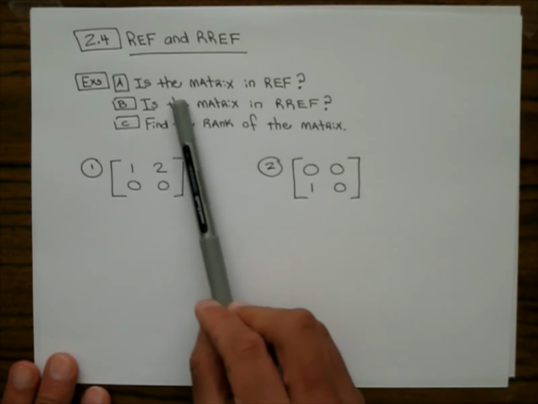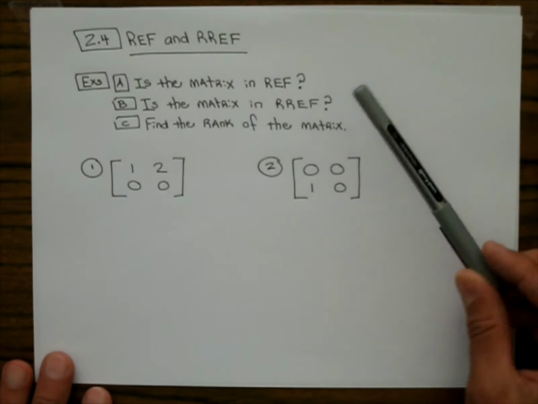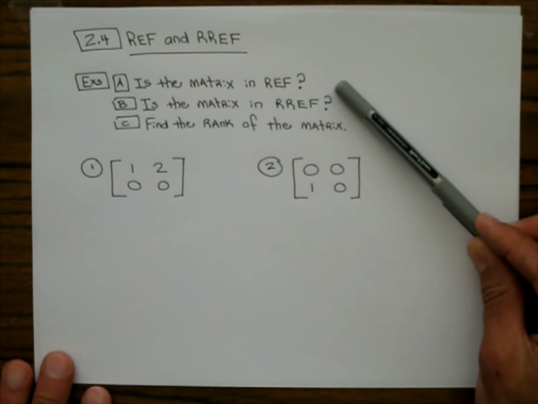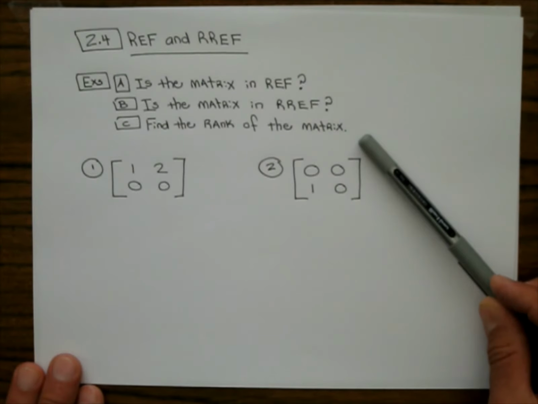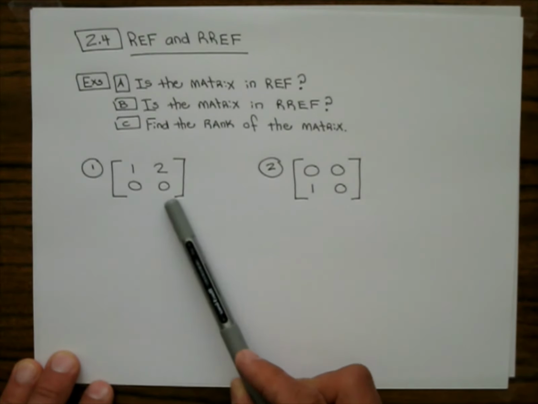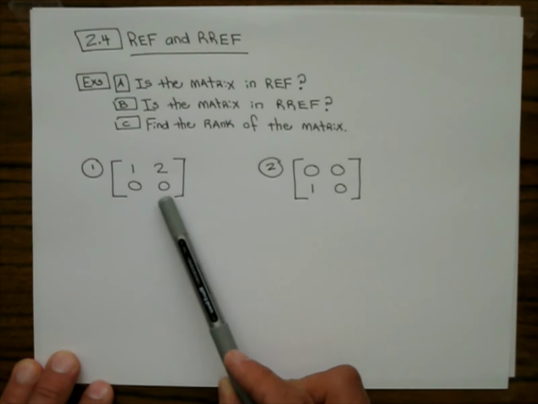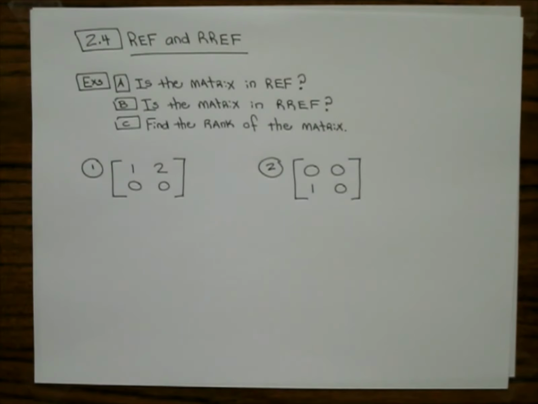Our questions here, and this is what you get in your homework, and this is what you would get on the test as well, is the matrix in REF, is the matrix in RREF, and then find the rank of the matrix. Condition number 1 says, if there are any rows consisting entirely of zeros, they are grouped together at the bottom of the matrix. And look, we have a row that is all zeros. We can call that a zero row, and it's at the bottom of the matrix. So condition 1 is satisfied.